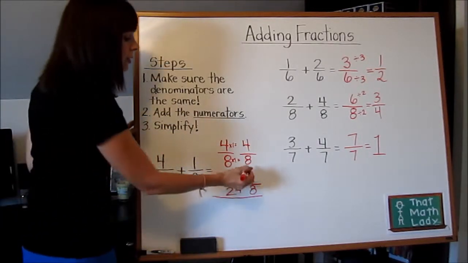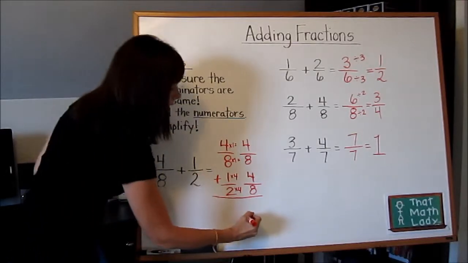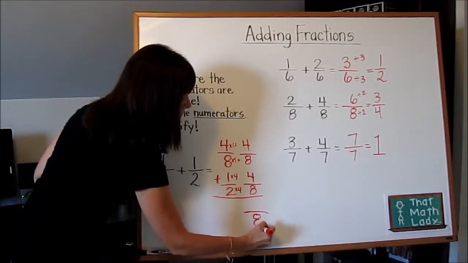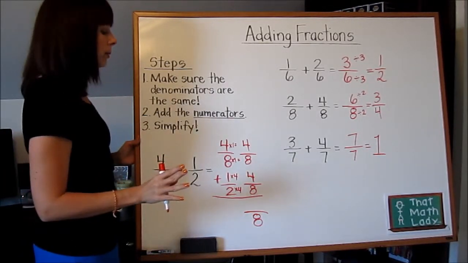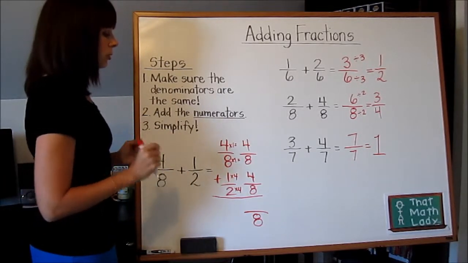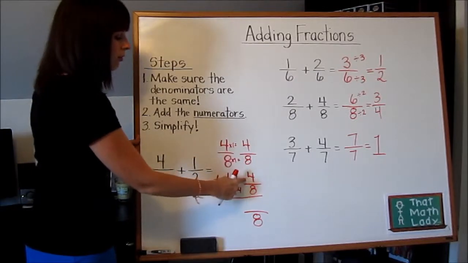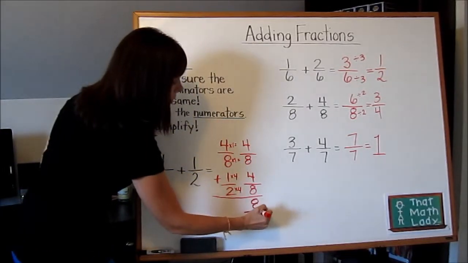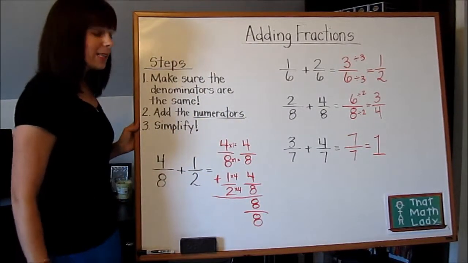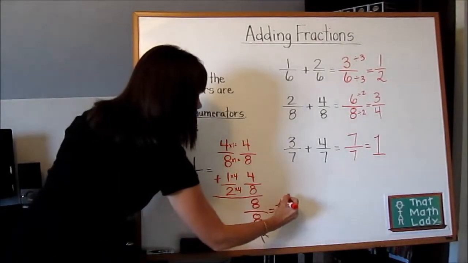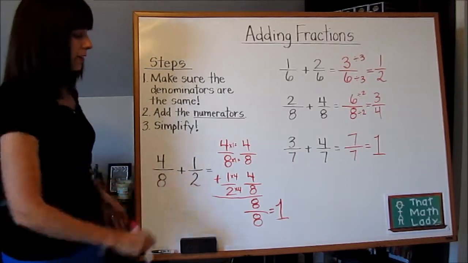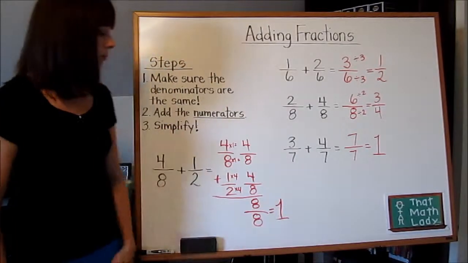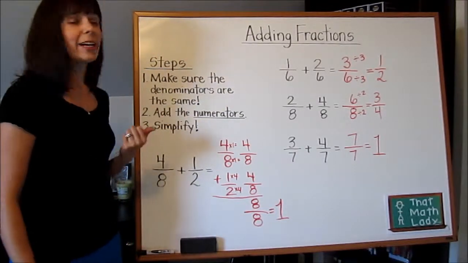But now I have the same denominator. So I can just bring that denominator down. Remember, we don't add the denominators. It stays the same throughout the problem. And I can add my new numerators, 4 plus 4, which is 8. And 8/8 is equivalent to 1/2. So 4/8 plus 1/2 equals 1/2. And that's your introduction to adding fractions.